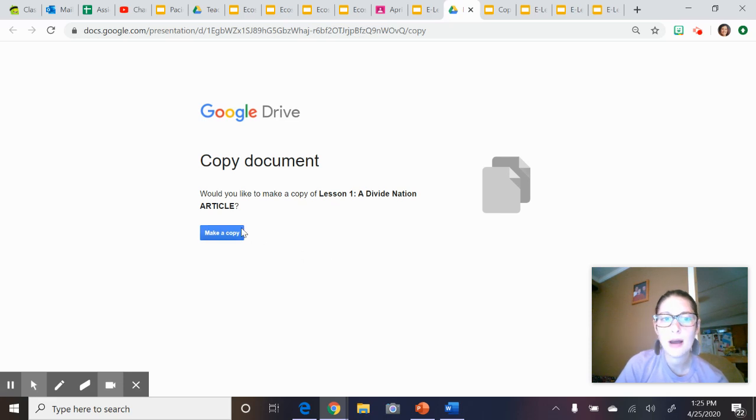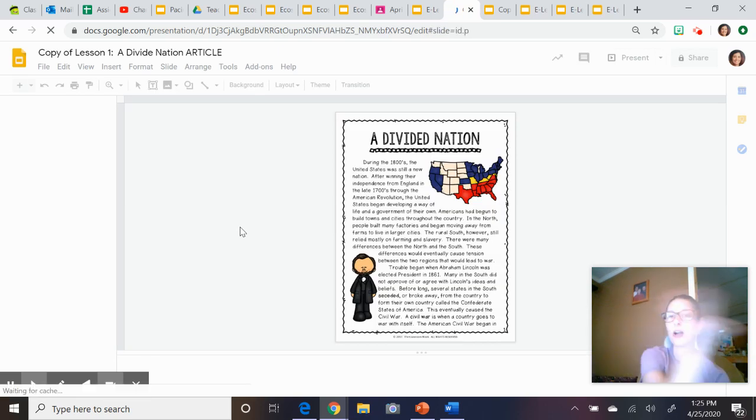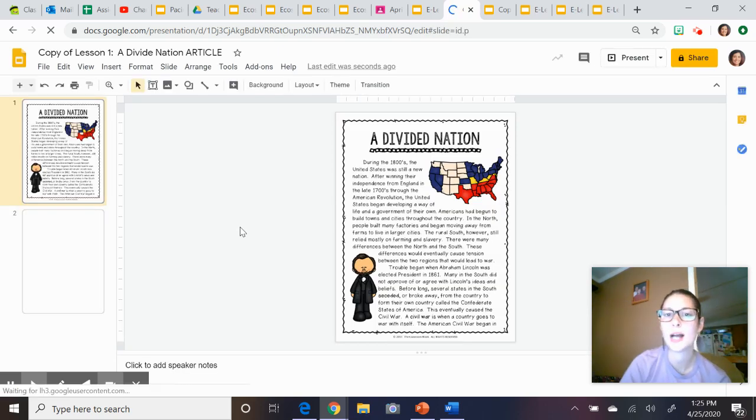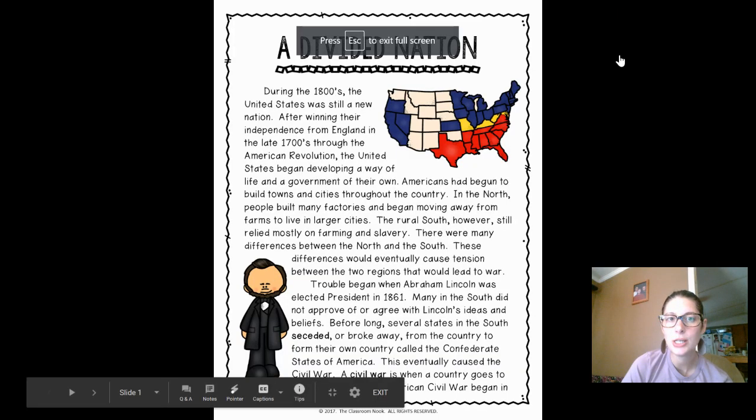And it's talking about a divided nation. So basically, we've done westward expansion, we've explored all this land, we've moved all the way across, and we've removed all the American Indians off of their land. And now we are in a situation where we're not agreeing on a lot of things. All right, so this is called a divided nation.